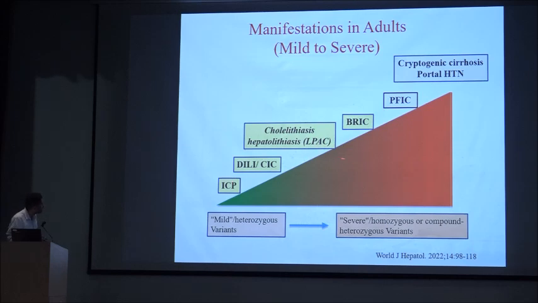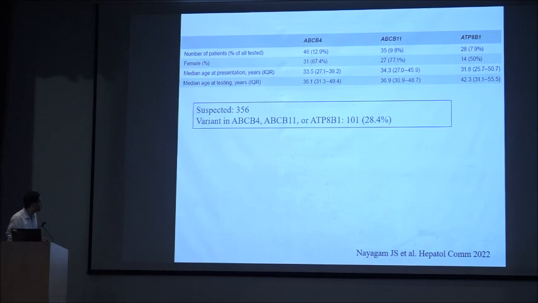The middle spectrum comprises two things: low phospholipid associated cholelithiasis, mainly in the form of hepatolithiasis with cholelithiasis, and BRIC, that is benign recurrent intrahepatic cholestasis. These are patients with somewhat moderate mutations who will have episodic cholestasis with resolution. And the patients carrying the most severe loss of function mutations will have the classical PFIC, which is usually considered a progressive form of cholestasis leading to cirrhosis and portal hypertension.